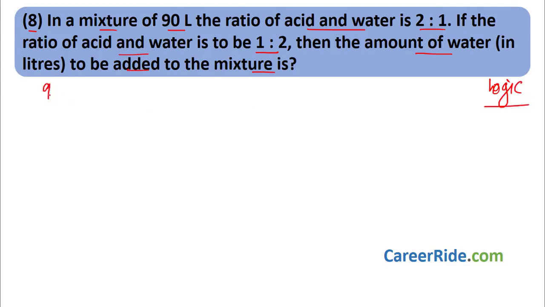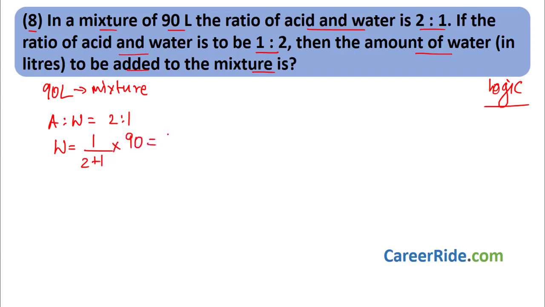What have they given? Mixture is 90 liters in total. In that, the acid to water ratio is 2:1. Now we have to make the ratio 1:2, and find out how much water is to be added. Initially, how much water is there? Ratio of water is 1 divided by 2 plus 1, into total mixture of 90 liters. That comes out to be 30 liters of water. So how much is the acid? Acid is 90 liters minus 30 liters, 60 liters, right?